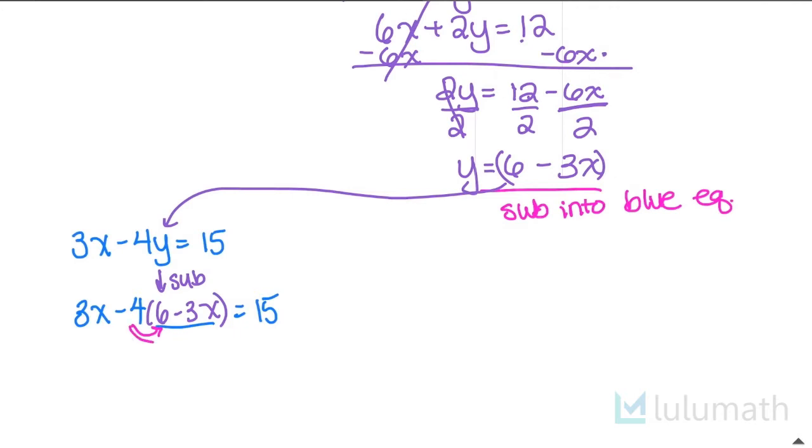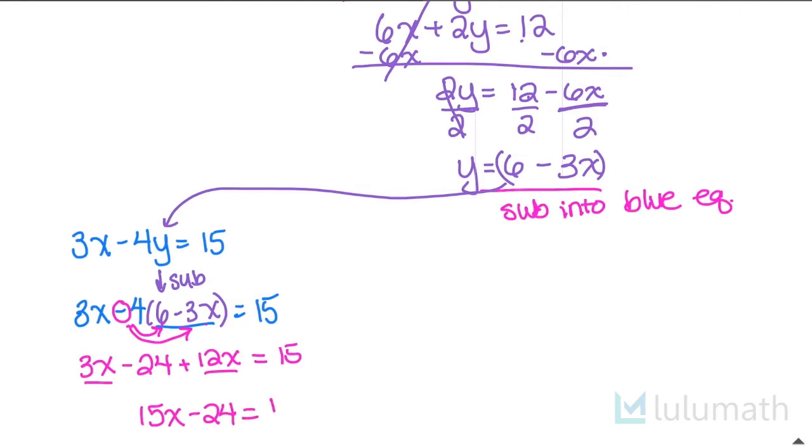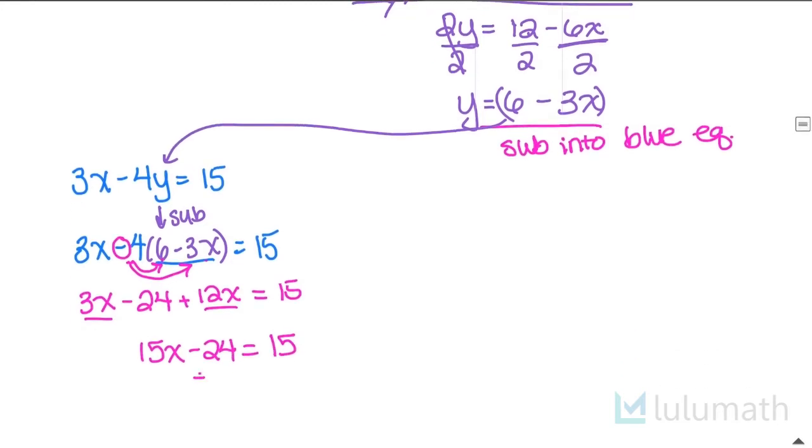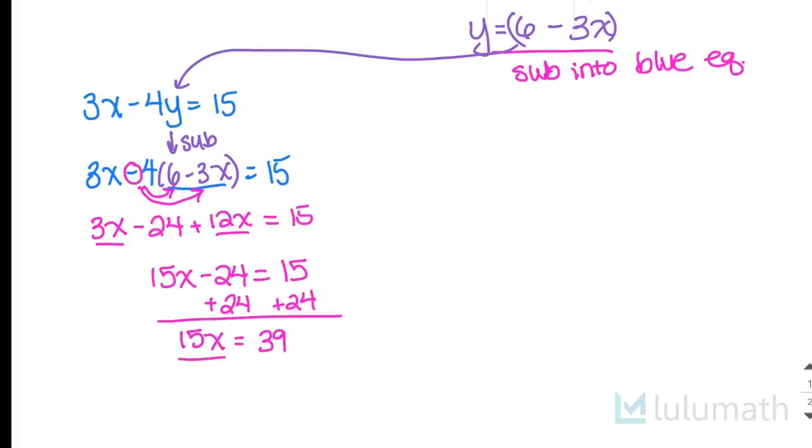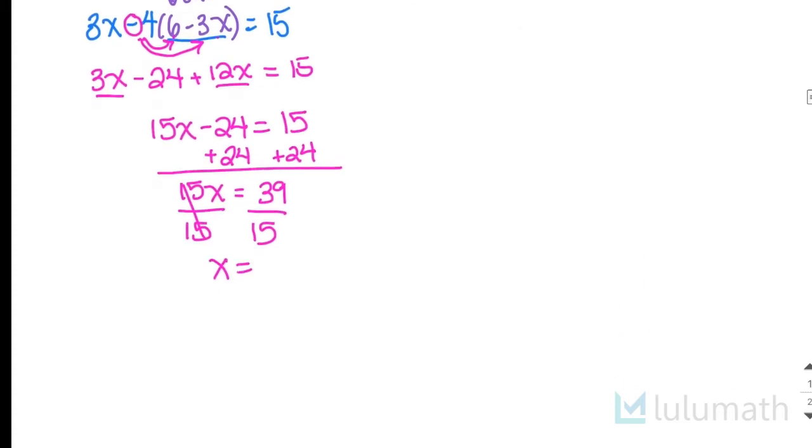So I'm going to distribute this negative 4. Remember, it's a negative 4, so make sure you distribute that through. I'll copy down the 3x. Now, negative 4 times 6 is negative 24. And negative 4 times negative 3x becomes a positive 12x, and that's equal to 15. Collect your like terms, so 3x plus 12x is 15x, minus 24 is equal to 15, okay? I'm going to add 24 to both sides, and I end up getting 15x is equal to 39. Divide both sides by 15, and I end up getting x equals 39 over 15.